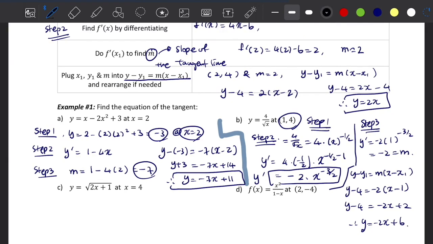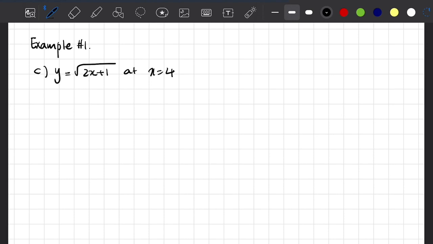Okay, then let's try question C. I'm going to do it on the next page because we are out of space. So question C, we have y equals square root of 2x plus 1 at x equals 4. We need to find the equation of the tangent to this function at x equals 4. So the first step is finding the complete coordinates, right? We need to find our y value when x is equal to 4. So we substitute 4 into the function y.